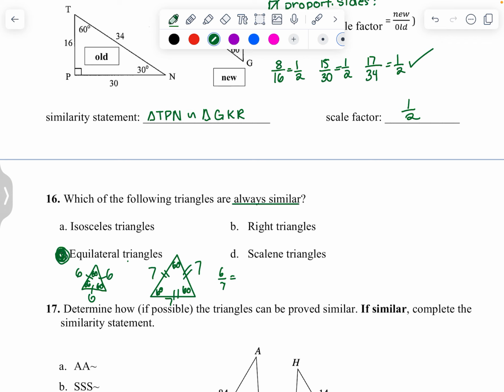Not only are equilateral triangles always similar, but isosceles right triangles are as well. Not right, not isosceles, but isosceles right together, okay?